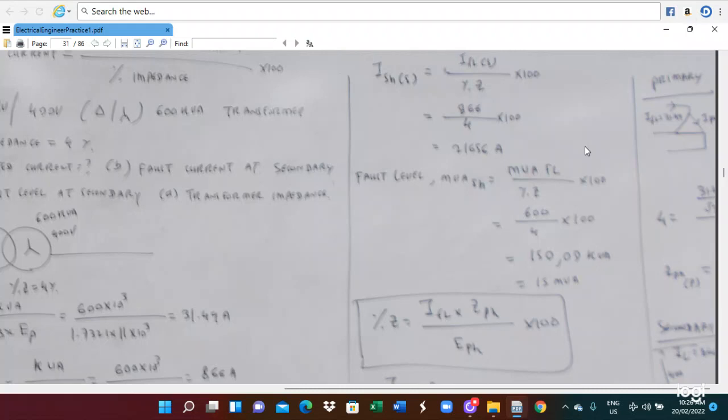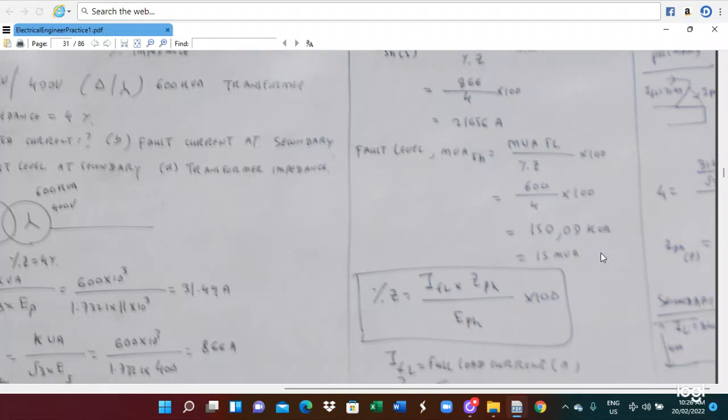Then we can also calculate the fault MVA. The fault MVA, the short circuit MVA, is the MVA full load divided by the percentage impedance and multiplied by 100. Therefore we substitute the MVA full load as 600 kVA. So we substitute 600 divided by 4 and multiplied by 100. You get 15,000 kVA, which is 15 MVA.